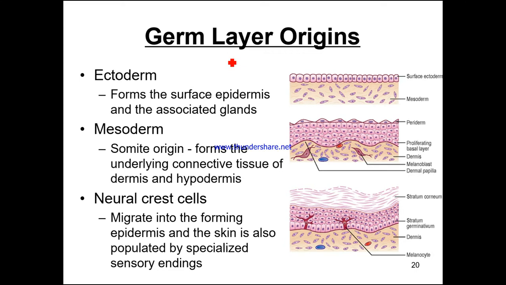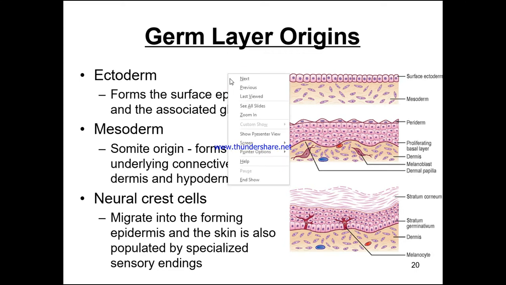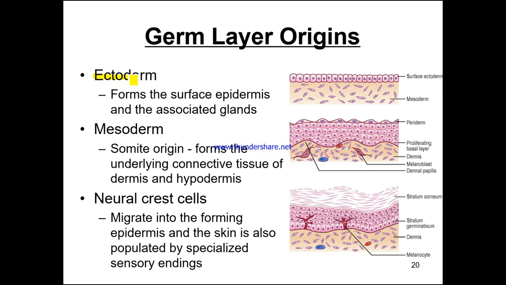So let's start to look at the germ layers and start to link some of our embryology, anatomy and histology together. Or I should say start to introduce. So in the last video I introduced you to ectoderm and mesoderm. So the germ layer origins: we have the ectodermal layer, which forms the surface of the epidermis and the associated glands. So here we have the surface ectoderm, and underneath we have the mesoderm.